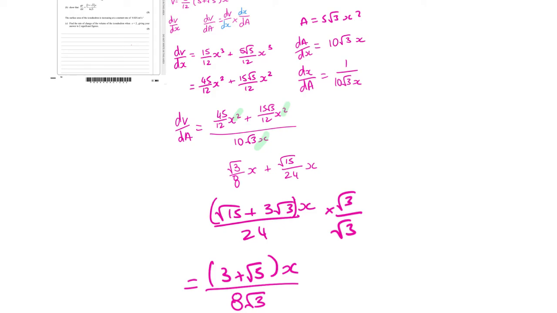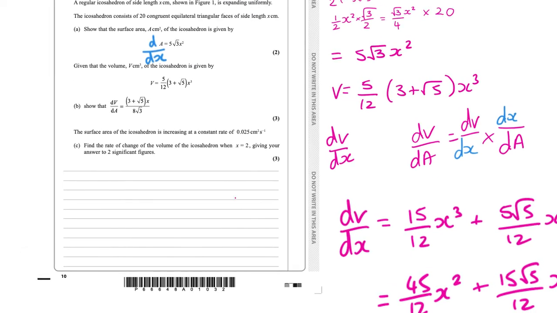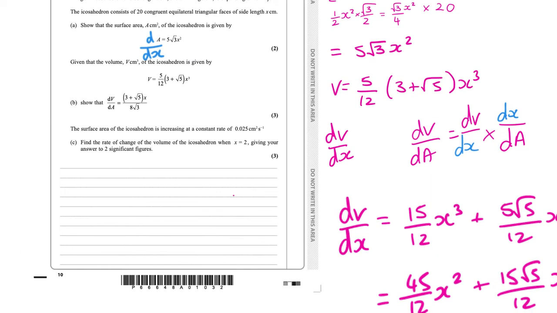So, next up, what does it say? It says the surface area. So what does that mean? Surface area, dA rate. What does that mean? Per unit time, so dA/dt equals 0.025.